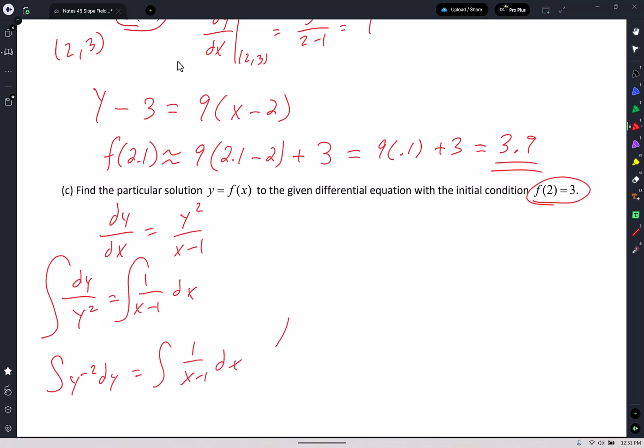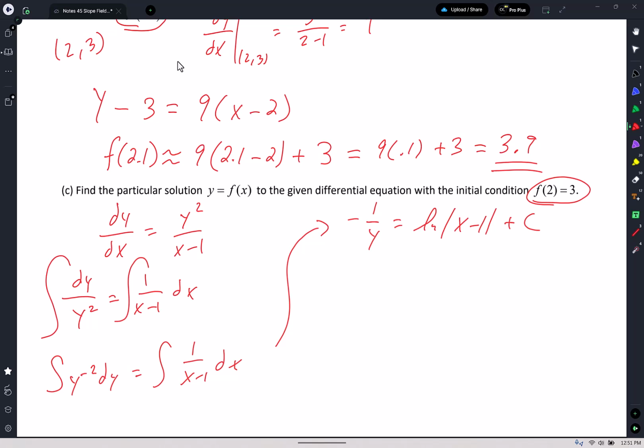All right, here we go. So I have, let's see, add 1, divide by that number. So negative 1 over y equals ln of the absolute value of x minus 1, plus c. It's only an ln when you have a linear expression in the denominator. There it is. Everything's good.